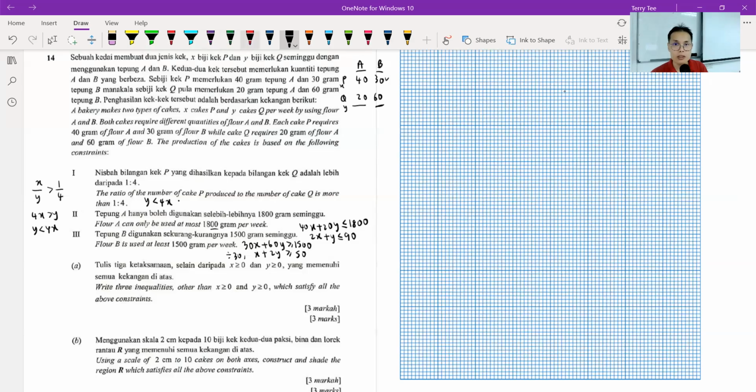So I have three inequalities here. The first one is y less than 4x. Second one, 2x plus y less than or equal to 90. Third one, x plus 2y greater than or equal to 50.